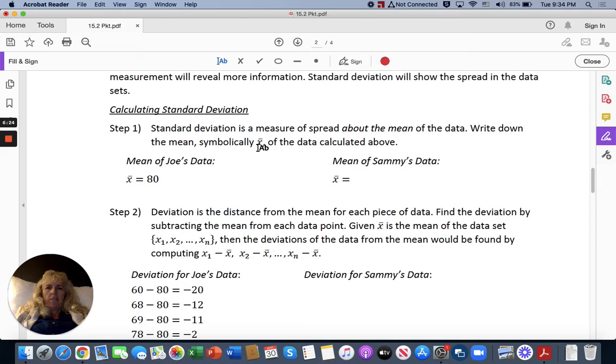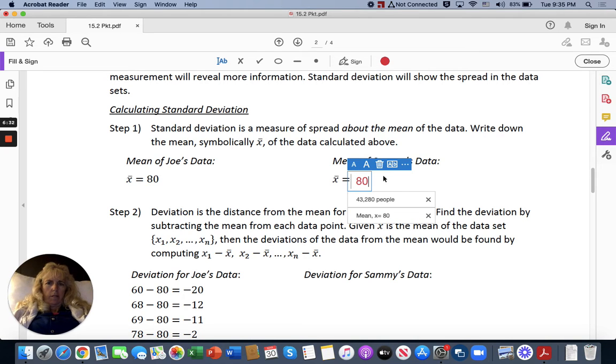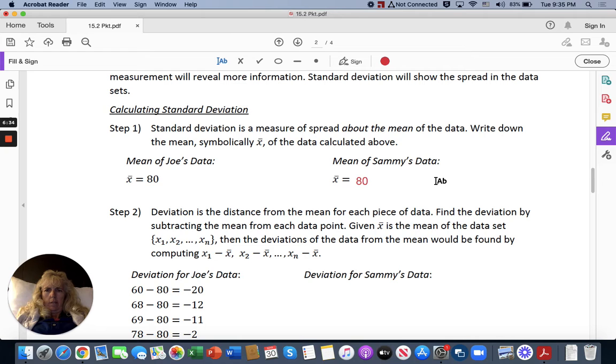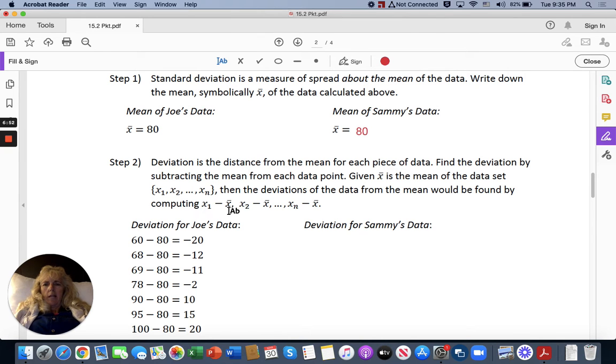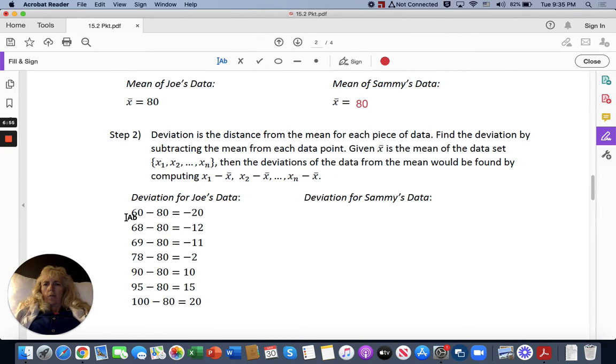Write down the mean, specifically x bar, of the data calculated above. They're both 80. We know that. Okay? Deviation is the distance from the mean for each piece of data. Find the deviation by subtracting the mean from each data point. Given x bar is the mean of the data set, the deviations of the data from the mean would be found by computing x1 minus x bar. So we have 60 for Joe's first test score, minus 80 is this, 68 minus 80 is that.